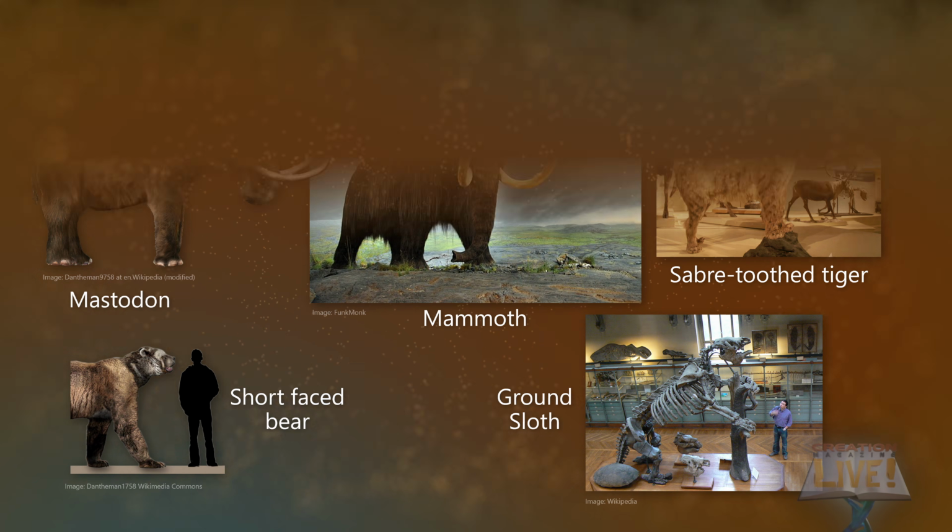North America was hit the hardest, with about 34 genera of large mammals becoming extinct. Some of their carcasses became entombed in the permafrost, and more than 50 whole carcasses of mammoths have been discovered in the recent past in Alaska and Siberia. Now, we'll add more detail when we come back.